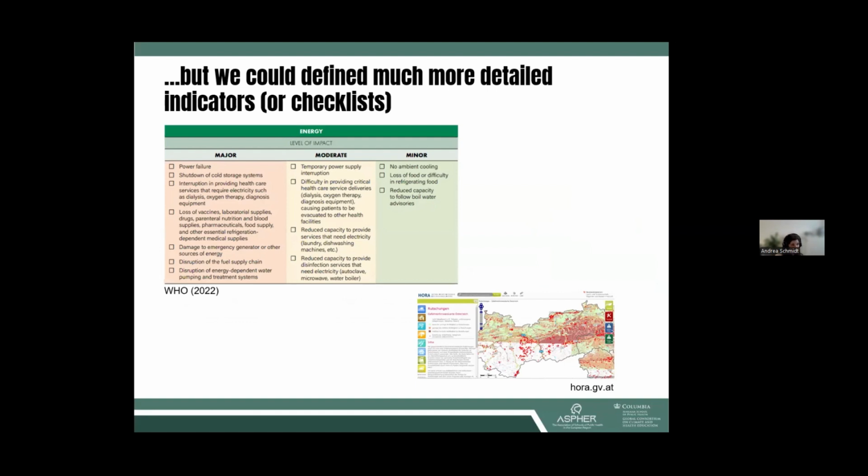Is there difficulty in providing healthcare service deliveries, such as dialysis and diagnosis equipment? Do patients have to be evacuated? Do I have reduced capacity to provide disinfection services, etc.? And from this, afterwards, when we talk about the transformation, from each we have to think about what actions we need to take to improve our performance and transform our system for the better.